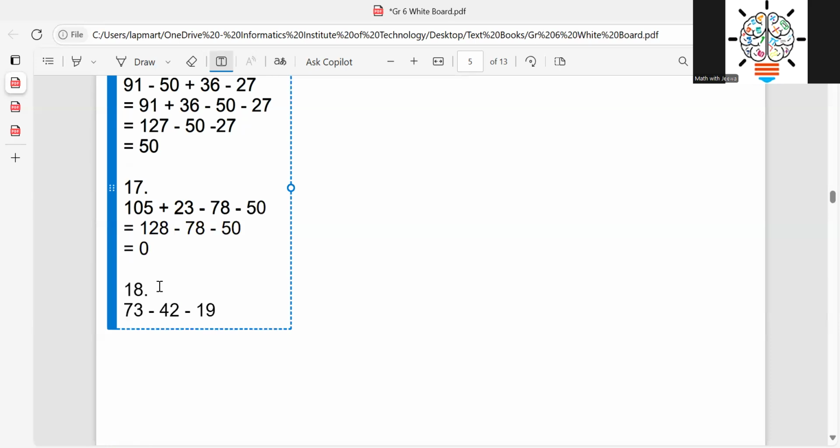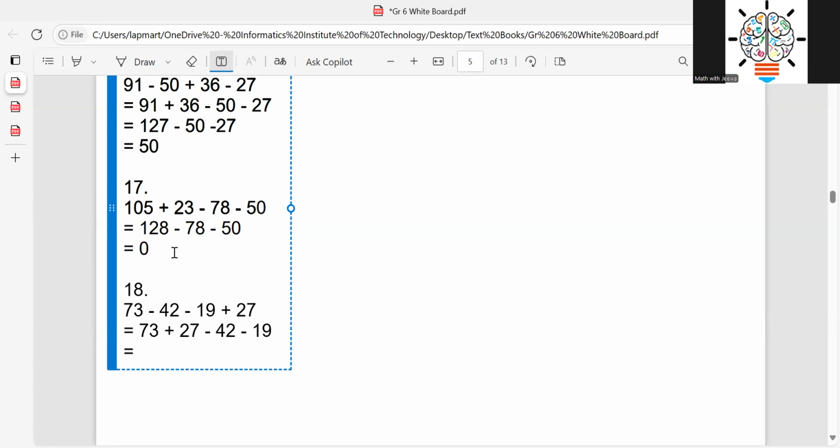23 minus 42 minus 19, and then it is plus 27. So 19, then plus 27. So what we need to do is rearrange 73 and 27, we want to write them closer. Then you deduct 42 and 19, right?